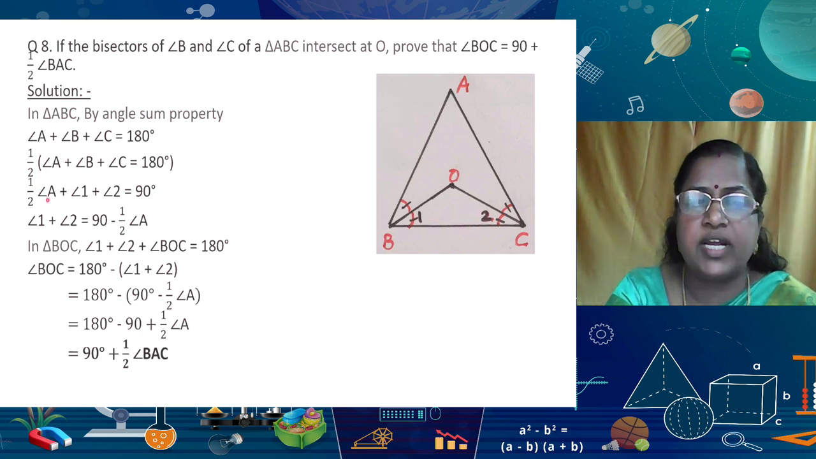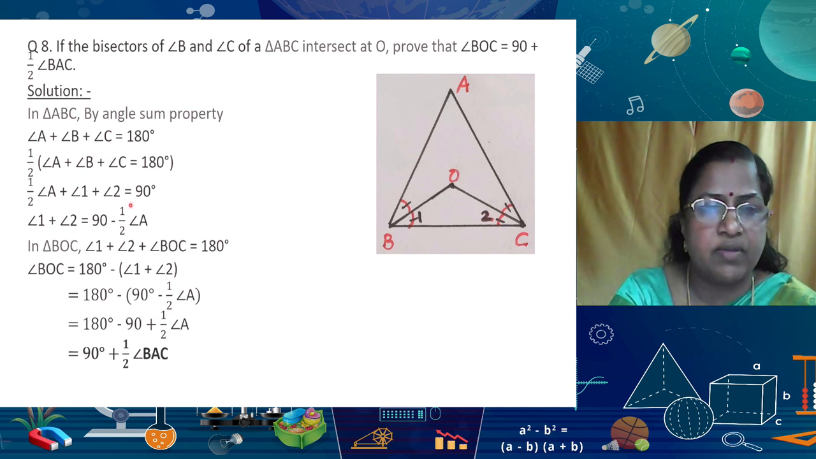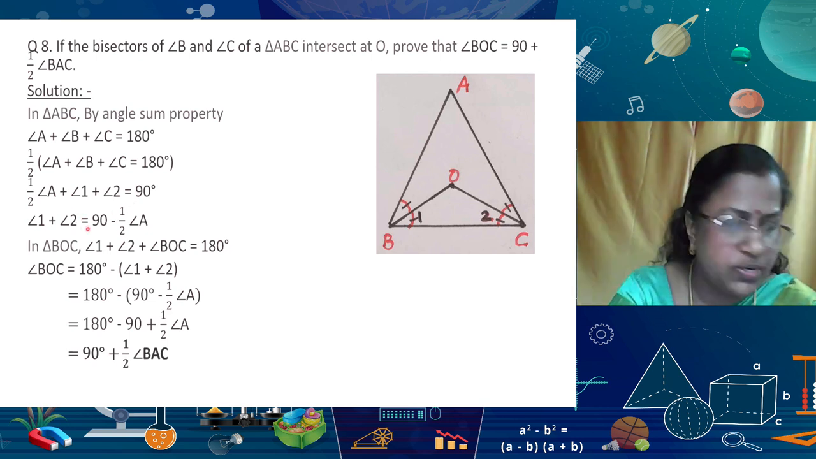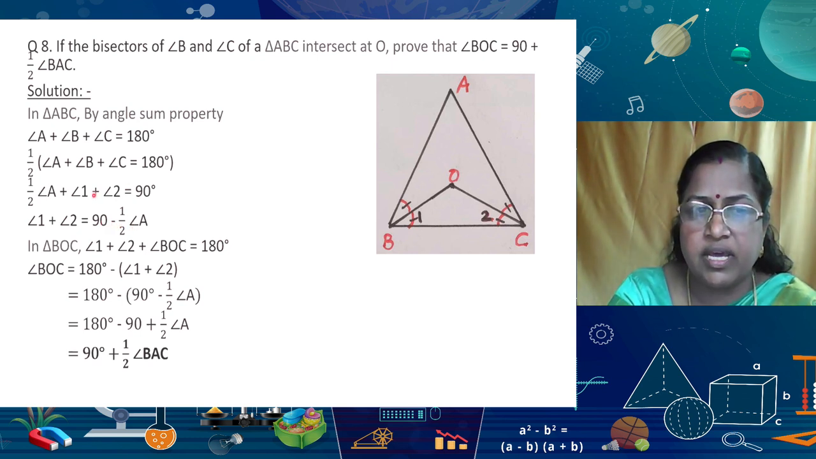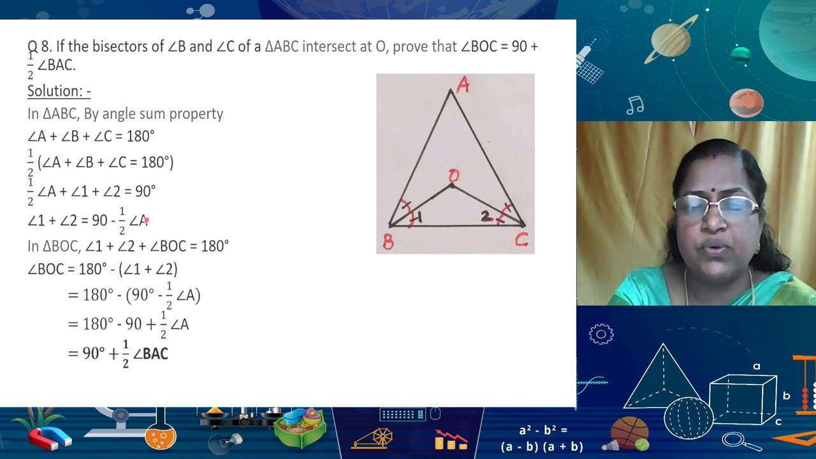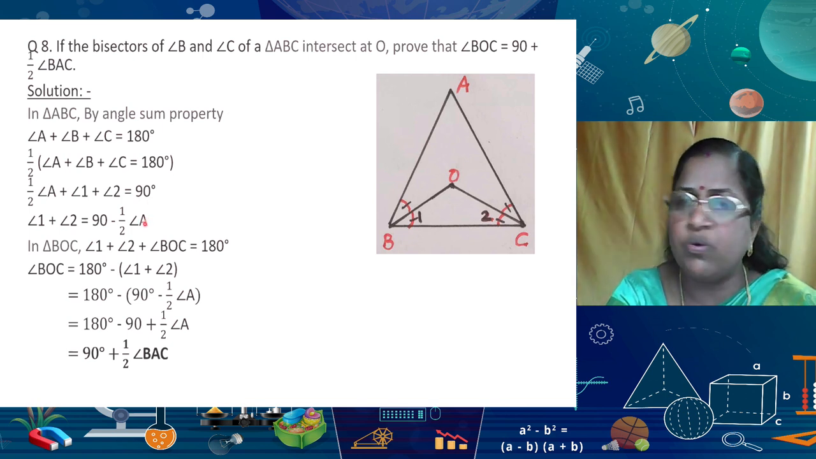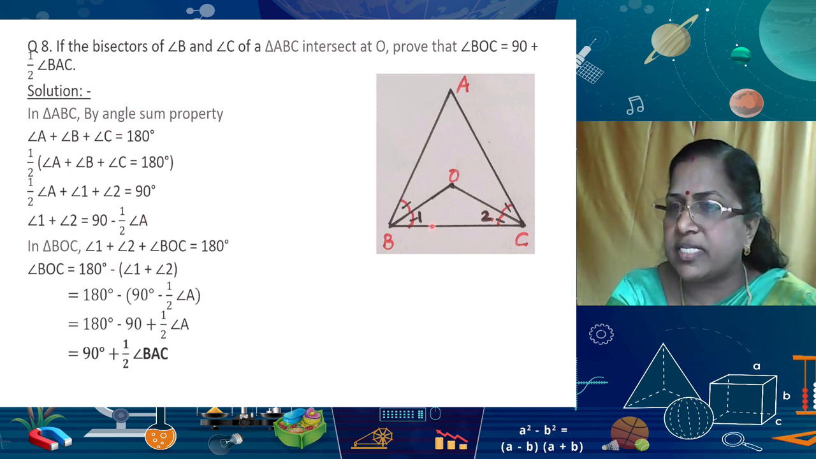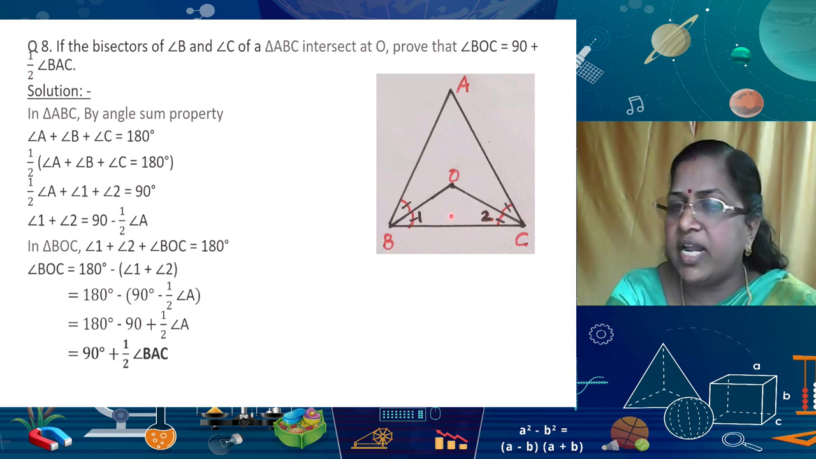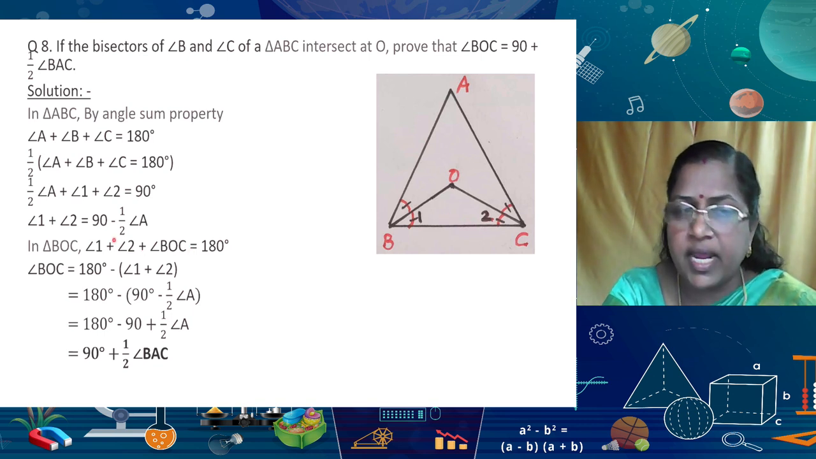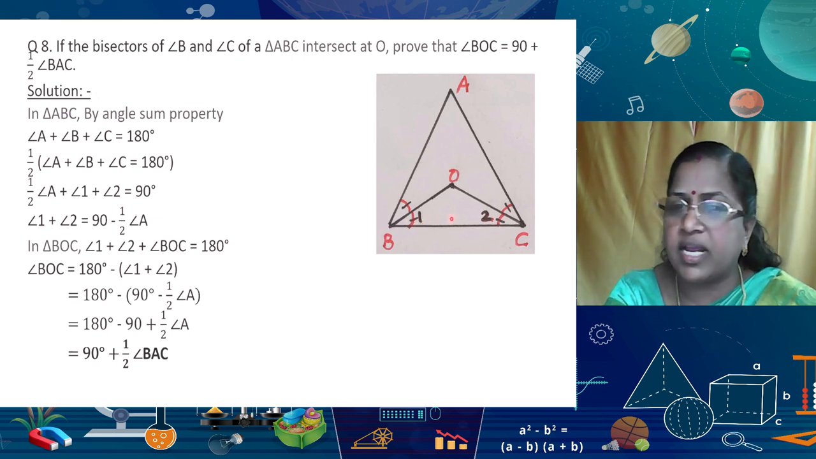That is half of angle A plus angle 1 plus angle 2 equal to 90. So angle 1 plus 2 equal to 90 minus half of angle A. Here it is transposing to the right side, so this will change into minus. Okay. Now second part, we can have angle BOC equal to 180 minus, in triangle BOC, by angle sum property, we can write angle 1 plus angle 2 plus angle BOC equal to 180.